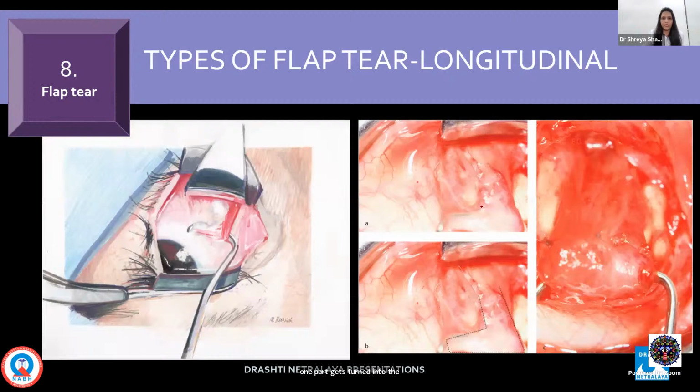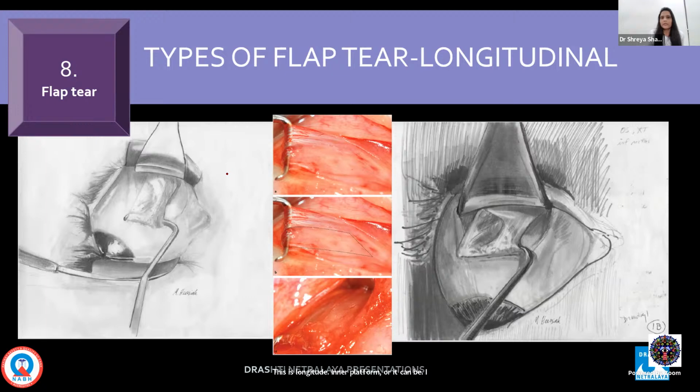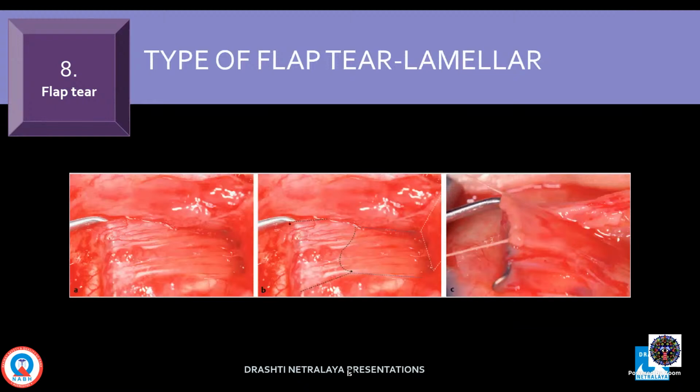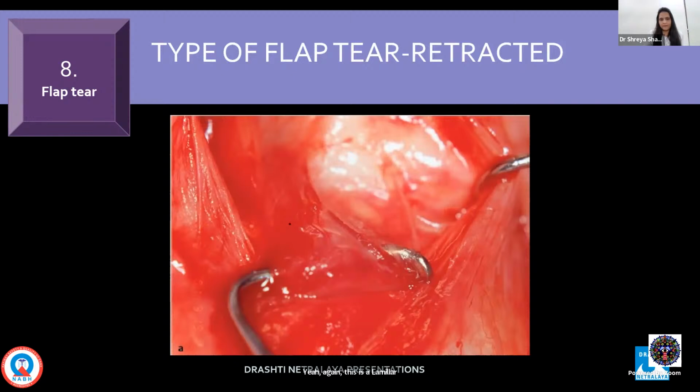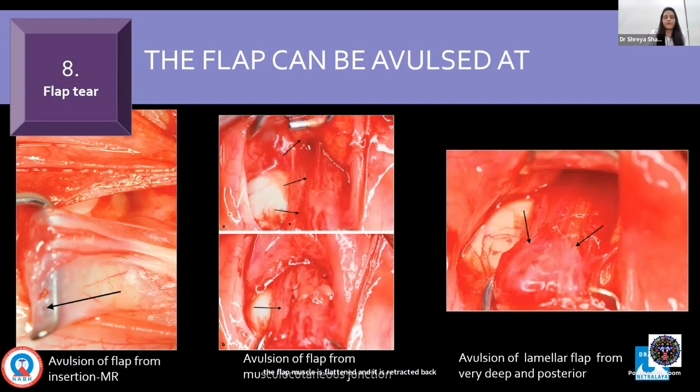This kind of flap tear can happen as a longitudinal flap tear, or it can be a beveled flap tear. So you need to examine how it is. Again, this is a lamellar flap tear, or sometimes the flap tear has happened and it is retracted back. At what place is the avulsion of the flap, from the insertion of the MR? You can see avulsion of the flap from the insertion. Here the avulsion of the flap is from the musculotendinous junction, and here the avulsion of the lamellar flap is from a very deep posterior level. So it can happen at any level.